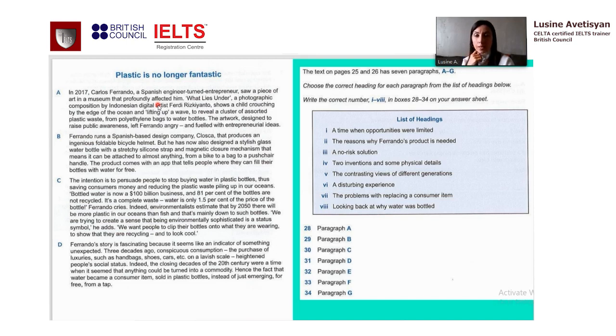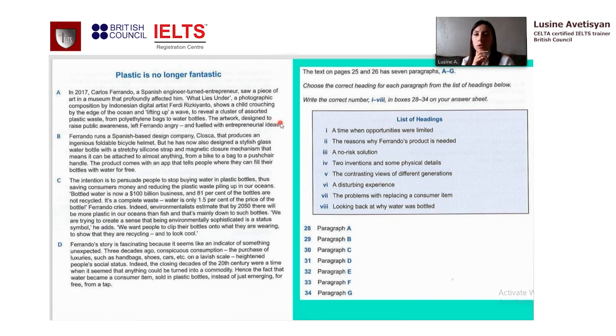High-level test takers already guessed the title, but we continue reading. Okay, so he saw a piece of art in a museum that profoundly affected him. What lies under? A photographic composition by an Indonesian digital artist shows a child crouching by the edge of the ocean and lifting up a wave to reveal a cluster of assorted plastic waste, from polyethylene bags to water bottles. The artwork, designed to raise public awareness, left Ferrando angry and fueled with entrepreneurial ideas.